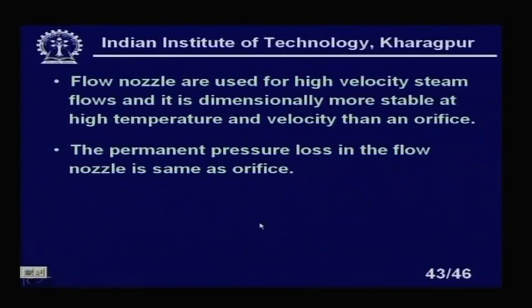The permanent pressure loss in the flow nozzle is the same as the orifice. So, there is a permanent pressure loss, it is quite high in the case of the orifice meter. So, it is the same also in the flow nozzle. It is the least or minimum in the case of the venturi meter, right. So, whenever there is a saving of the extra pumping cost you have to consider, you must go for the venturi meter, there is no other alternative.